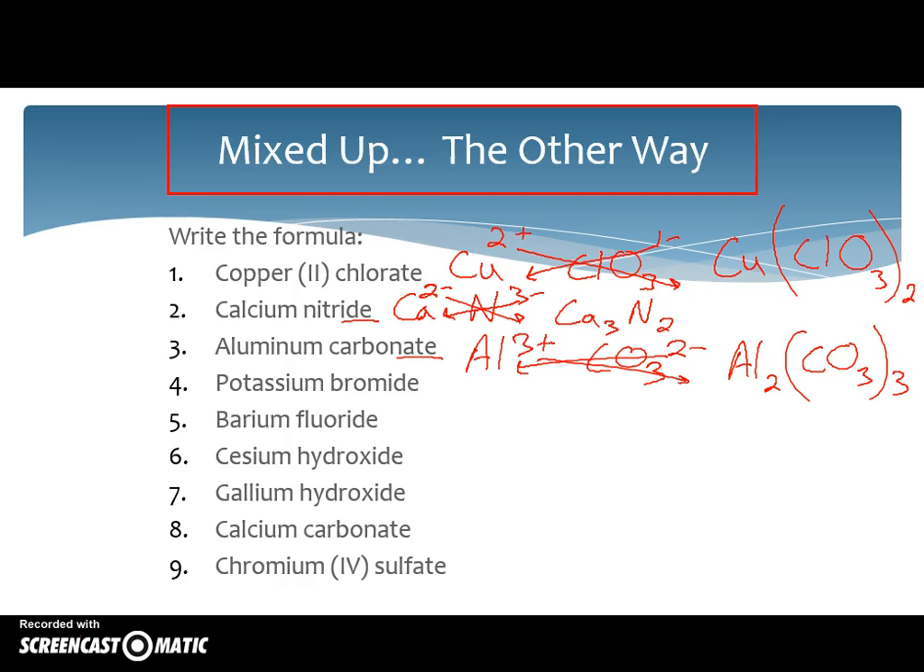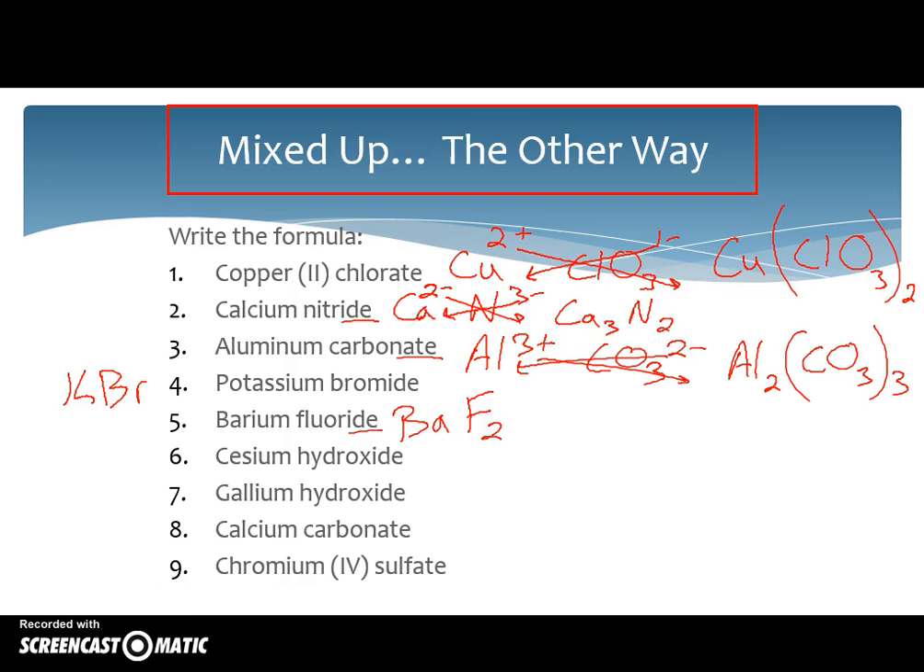For the next one, potassium bromide, no polyatomic ion, so I'm just going to write that one. You can try it by yourself. That is KBr. The next one, barium fluoride, again, no polyatomics. It ends in ide. Barium is just a normal element as well. So that one, BaF2. Try that one, see if you get it.